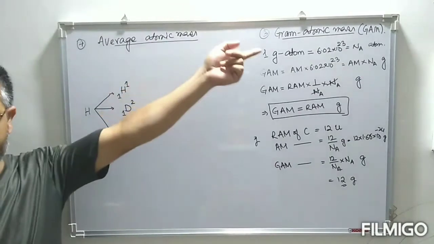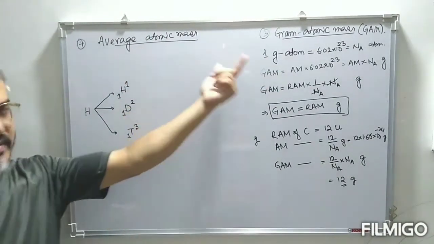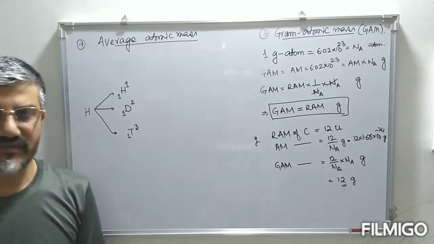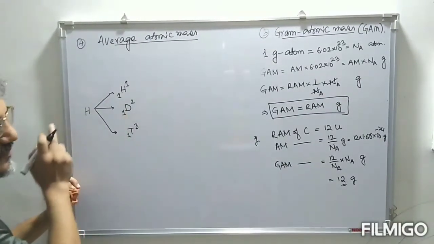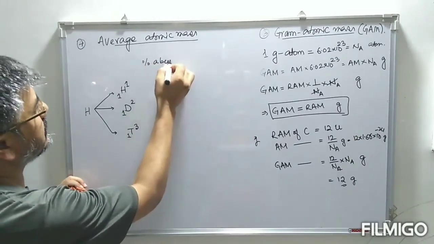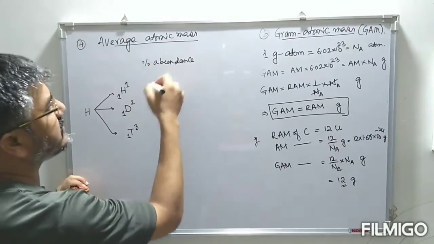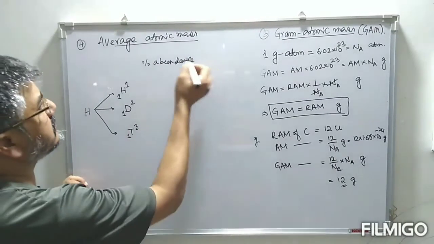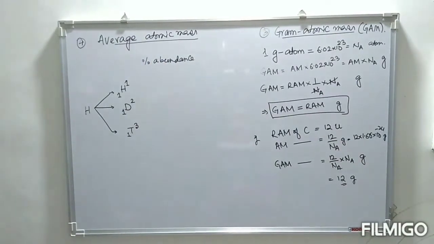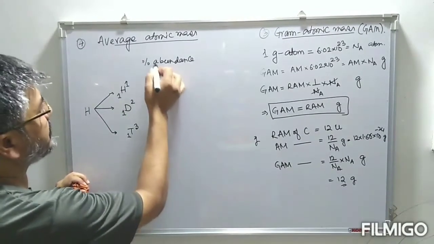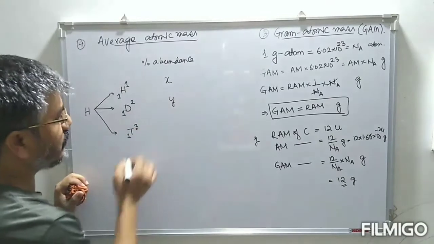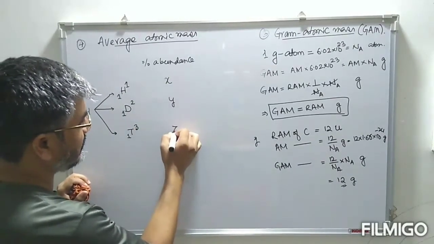So in the first case, when we define the relative atomic mass, that relative atomic mass is nothing but the average value of all isotopic forms. So suppose these are the different isotopes, and let's say their percentage abundance, which means what is its existence in nature. Let's suppose this percentage abundance is X. So protium in nature is X%, deuterium Y%, tritium Z%.